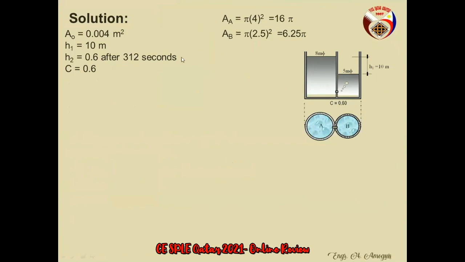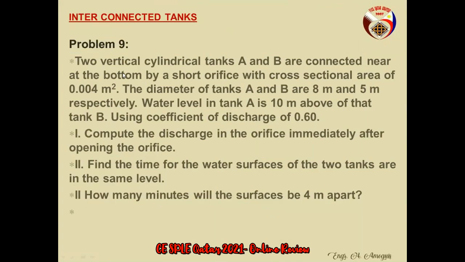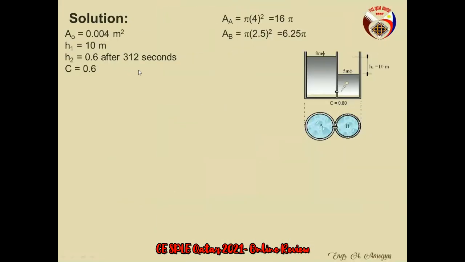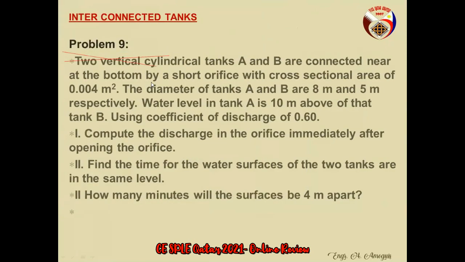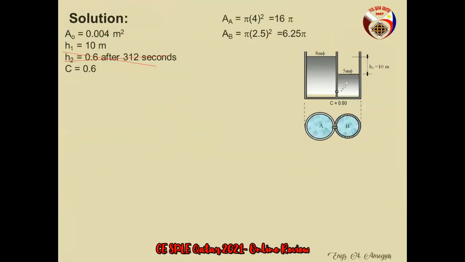application of the formula. So we have here area A and area B, in terms of pi, and the area of the orifice is 0.004. These are the given values. H1 is 10, and wait, why is this 3.2? Okay, so the H2 seems wrong. The others are not included, why are they given? This one is not needed. Okay, 0.6 is the coefficient of discharge. So that is H2.